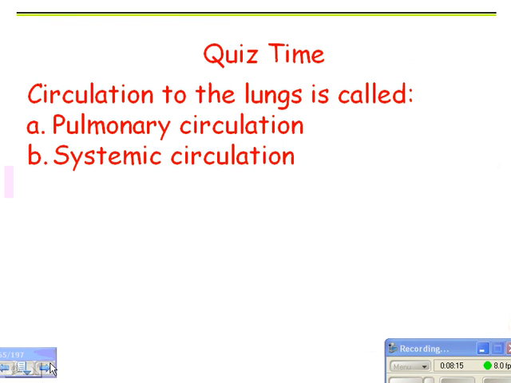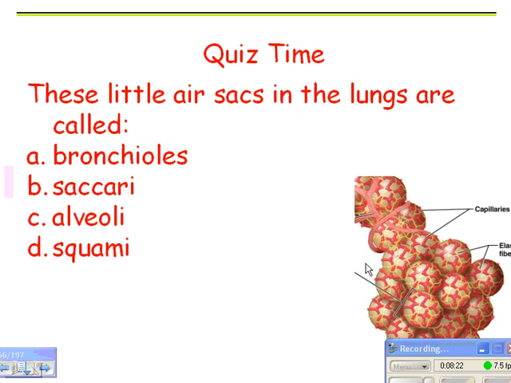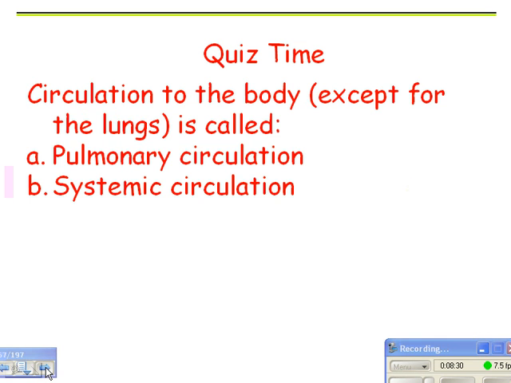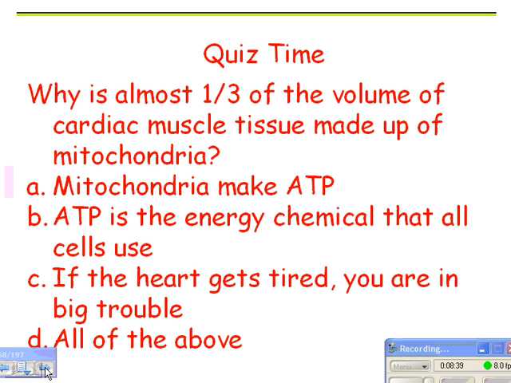Okay, quiz time. Circulation to the lungs is called pulmonary circulation. So you want to pause this so you can get the right answer. These little air sacs in the lungs are called, and the answer there is alveoli. Oh, I actually don't know. Circulation to the body except for the lungs, so to all the body systems, is called systemic circulation. So lungs are not part of your body in that case, then? Well, they are, but the rest of the body besides the lungs.